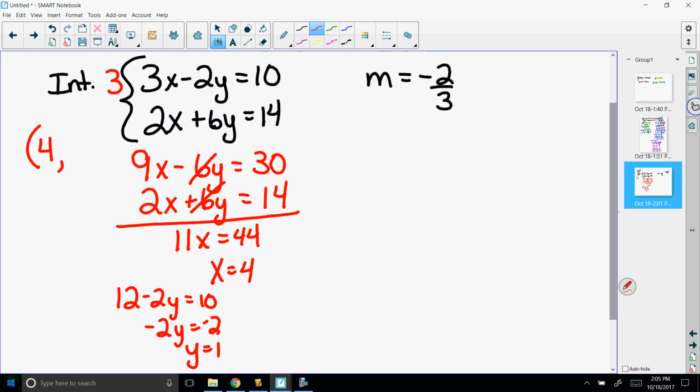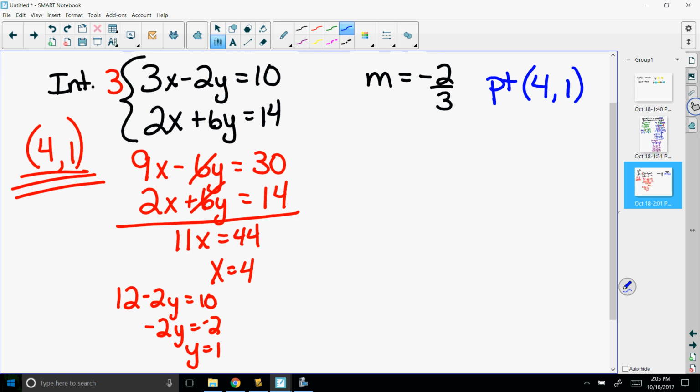Concur? Right? I have an intersection point now. I can use that with my slope over here. So I have slope and I have a point. What's that point? 4, 1.